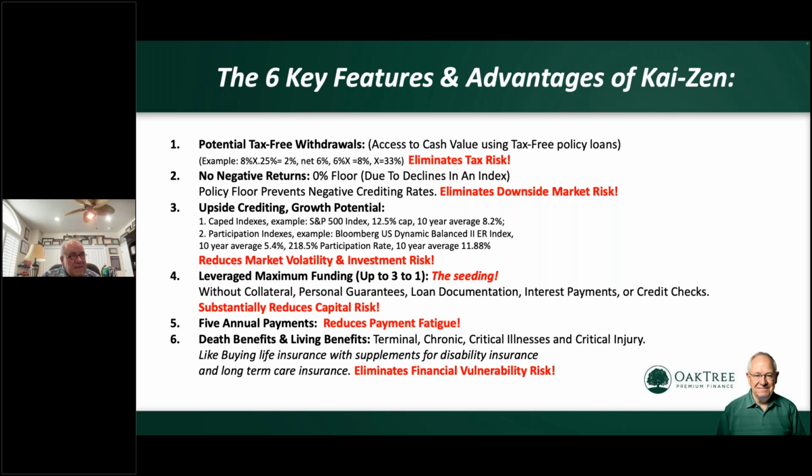6, death benefits and living benefits. I can't ignore that this is still life insurance, that you have a death benefit with living benefits. And some of the living benefits are very, very good today. Terminal illness, chronic, critical illness, critical injury. It's like buying life insurance with supplements for disability insurance and long-term care. Eliminates the financial vulnerability risk.